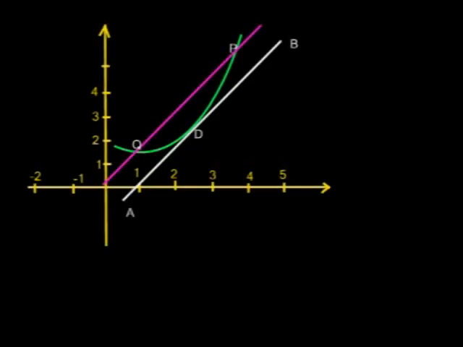Average and instantaneous rate of change. Consider the curve on your screen. Now, the gradient of PQ is the average rate of change between point P and Q on the curve.